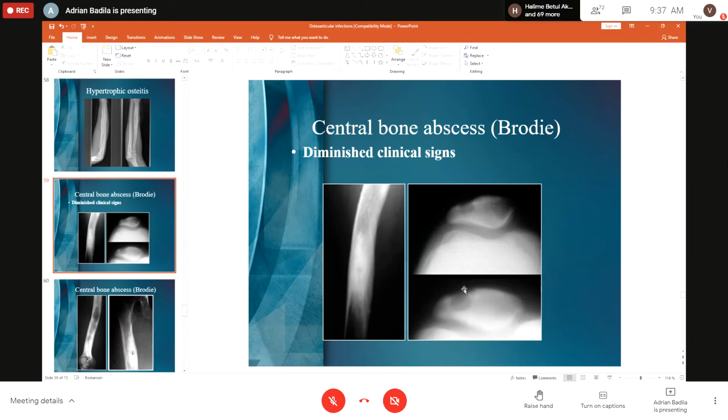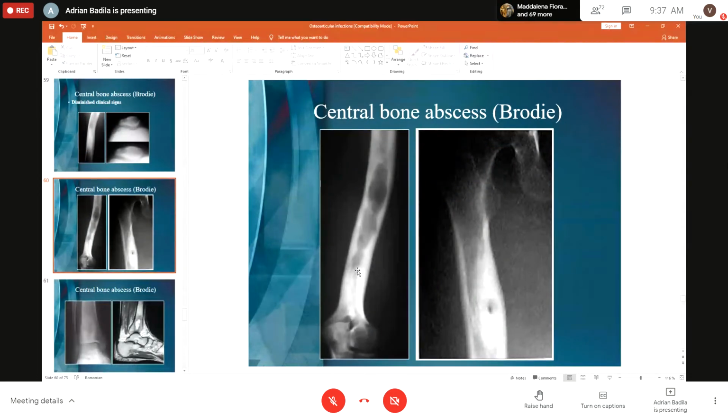The central bone abscess, as it is described, is a lesion inside the bone, in the middle of the bone. So the clinical signs are diminishing, but at the radiological examination, we will see an osteolytic lesion in the middle of the bone, inside the bone, like here for the patella or here for the radius.